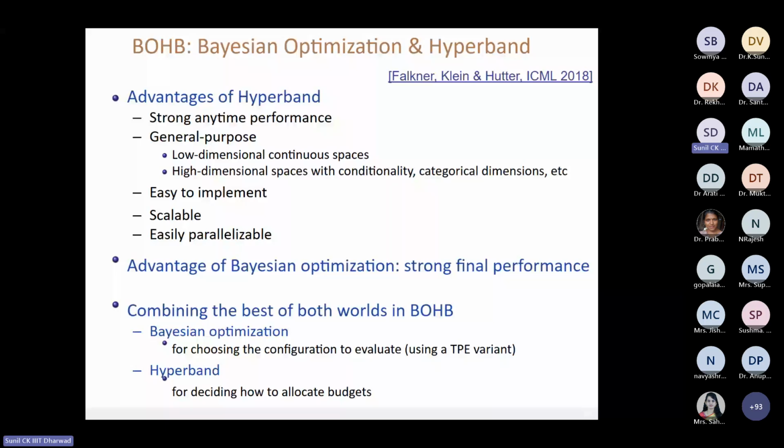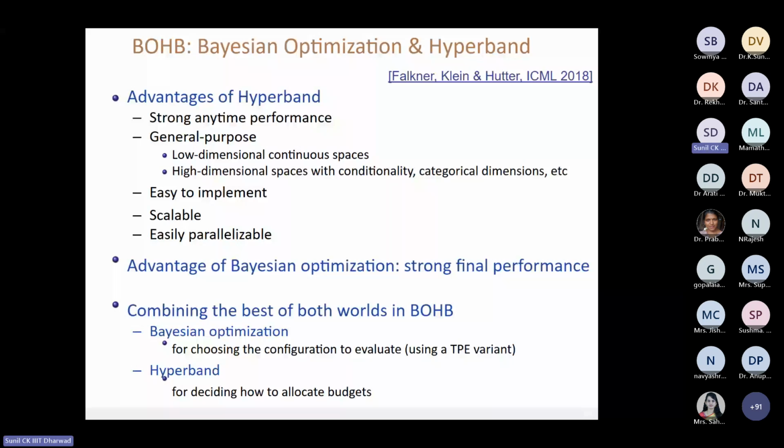So the advantages of this are strong anytime performance, general purpose use, such as low dimensional continuous spaces and high dimensional continuous spaces with conditionality and categorical dimensions, and it is easy to implement, scalable, and easily parallelizable. And the advantage of Bayesian optimization is strong final performance, combining the best of both worlds: Bayesian optimization for choosing the configuration to evaluate, and Hyperband for deciding how to allocate the budgets.